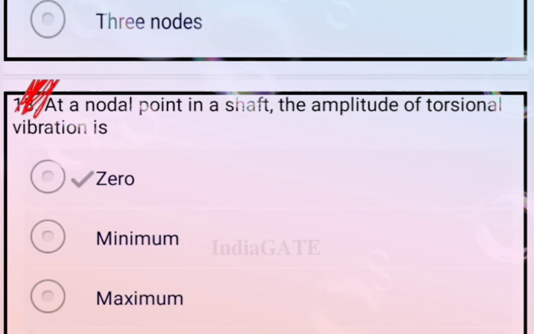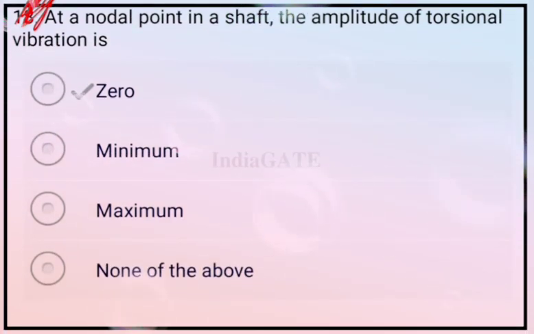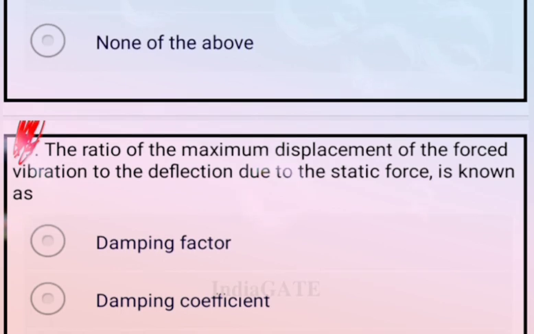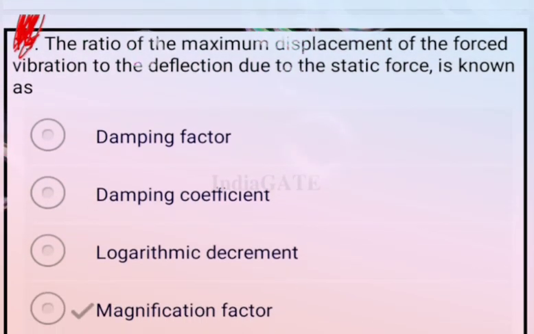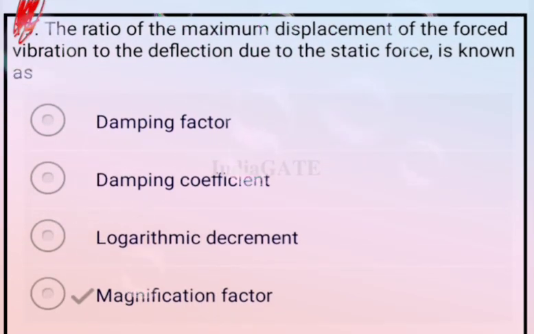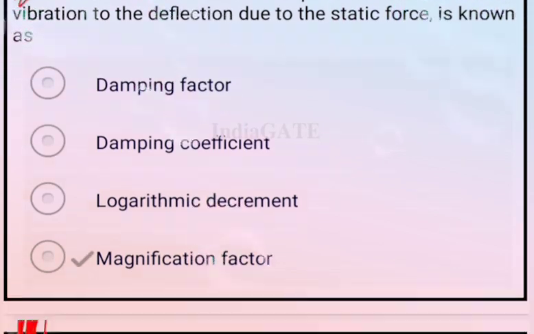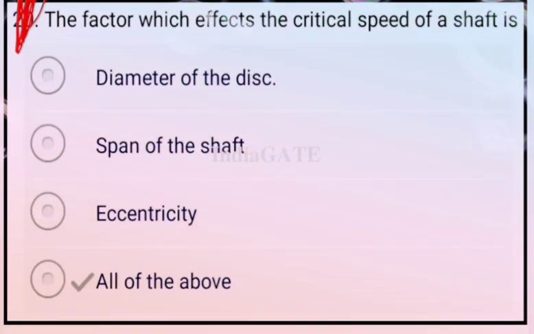Now come to the next question. At a nodal point in a shaft, the amplitude of a torsional vibration is 0. So option A is your correct answer. The ratio of the maximum displacement of a forced vibration to the deflection due to the static force is known as magnification factor. So option D is your correct answer. Now come to the next question.